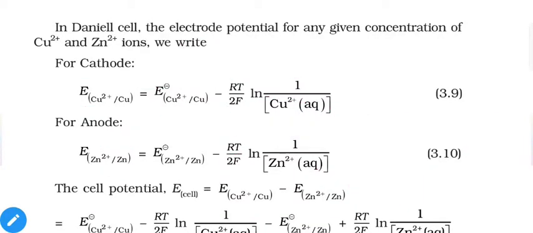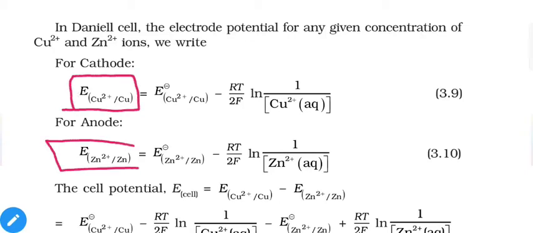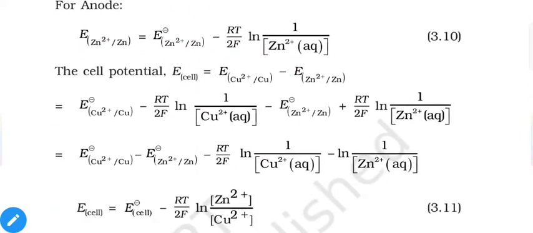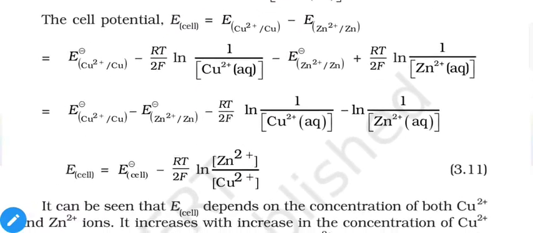So we have the reduction potential of the cathode and the reduction potential of the anode. From these two values we can find the cell potential by putting them in this equation. We have to put the value of the reduction potential of the cathode and the reduction potential of the anode in this equation so that we can calculate it later. So let us put this, and you will get this whole equation.